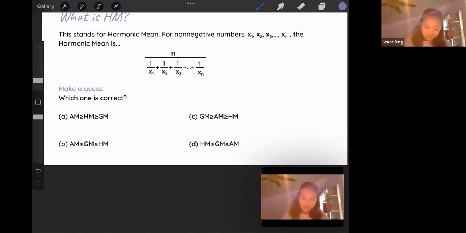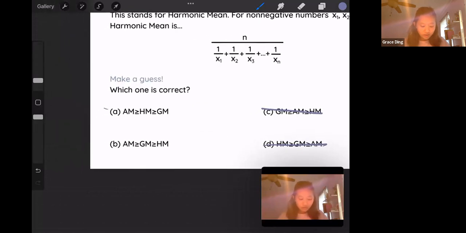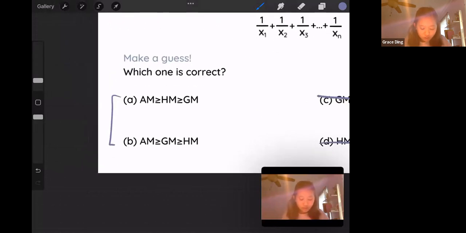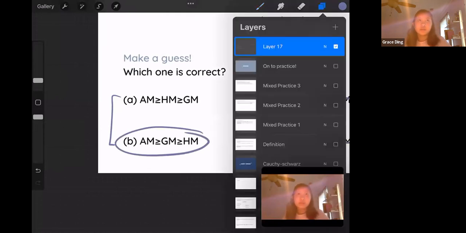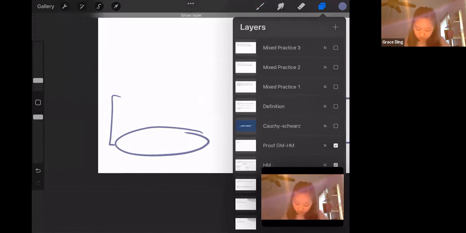Okay, so I'm very glad that most of you guys didn't do C or D. And then both of these seem like reasonable answers, but the correct one is B. So unlike AM-GM, there's a way to explain, like prove this without calculus. Okay.